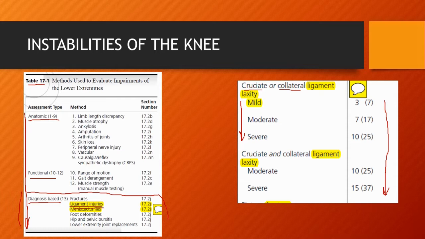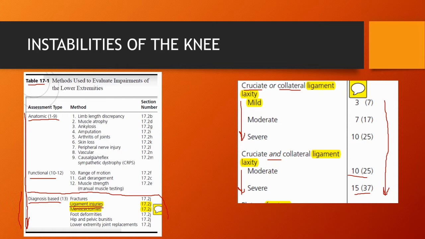Now, the AMA Guides don't define mild laxity. They don't define moderate laxity. They don't define severe laxity. So we'll talk about some parameters that you can rely upon in the assessment of your examinee. And then the next category of impairment that the AMA Guides provide for is a combined injury, where we have a cruciate and a collateral ligament injury. And here they provide for moderate and severe laxities with quite generous permanent impairment ratings of 10 and 15%.